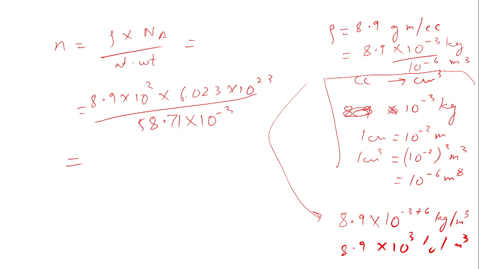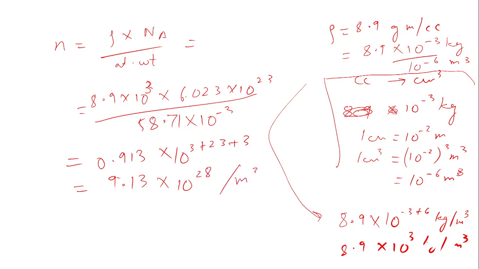8.9 times 6.023 divided by 58.71 is 0.913 times 10 to the power, what was it, 3? 10 to the power 3 plus 23, and this will be 10 to the power 29. And if I shift by 1, then it will be 10 to the power 28. Number of atoms per unit volume, so I can write per meter cube. Atoms per meter cube. So this is what I got.